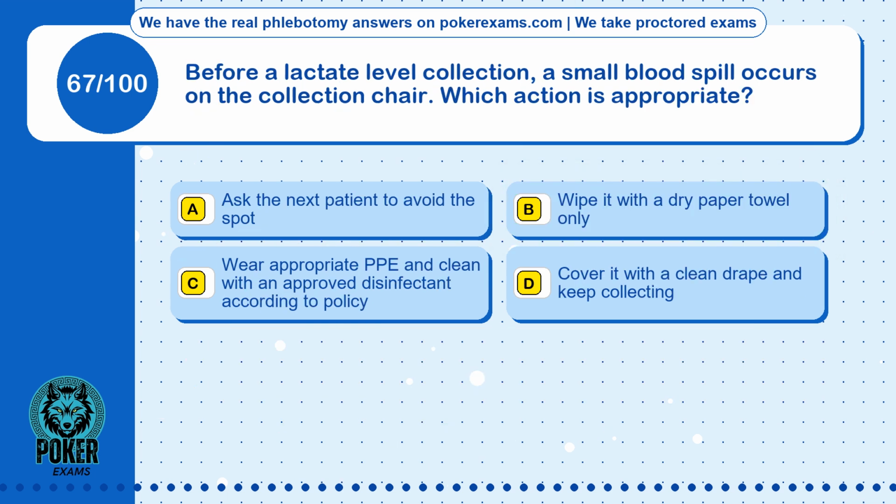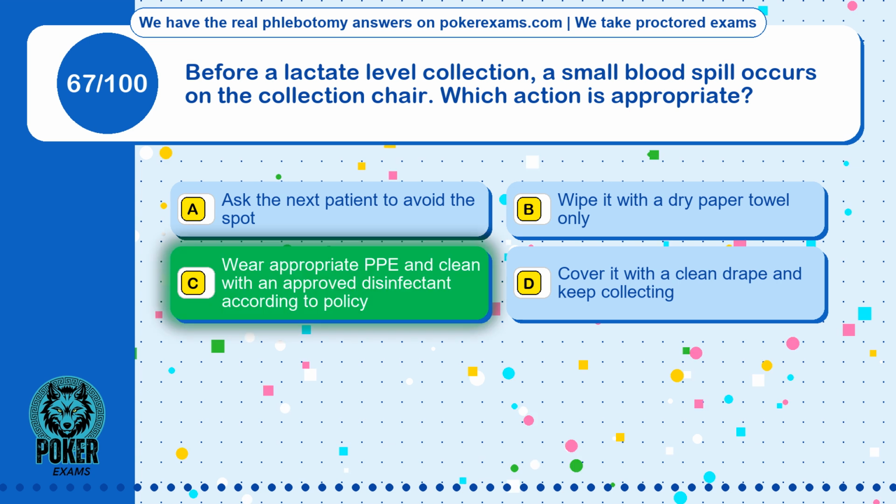Question 67. Before a lactate level collection, a small blood spill occurs on the collection chair. Which action is appropriate? Option A. Ask the next patient to avoid the spot. Option B. Wipe it with a dry paper towel only. Option C. Wear appropriate PPE and clean with an approved disinfectant according to policy. Option D. Cover it with a clean drape and keep collecting.